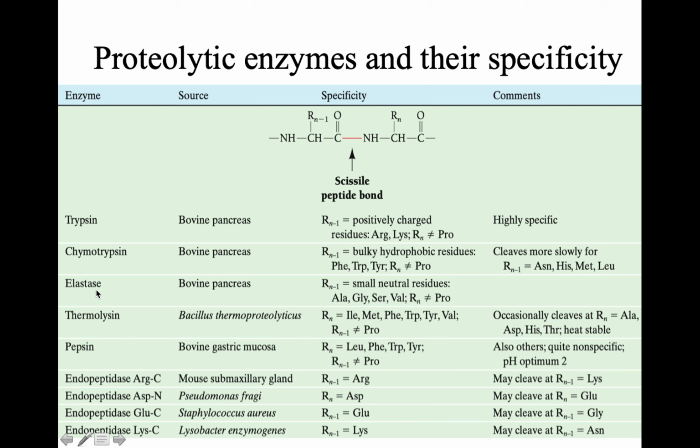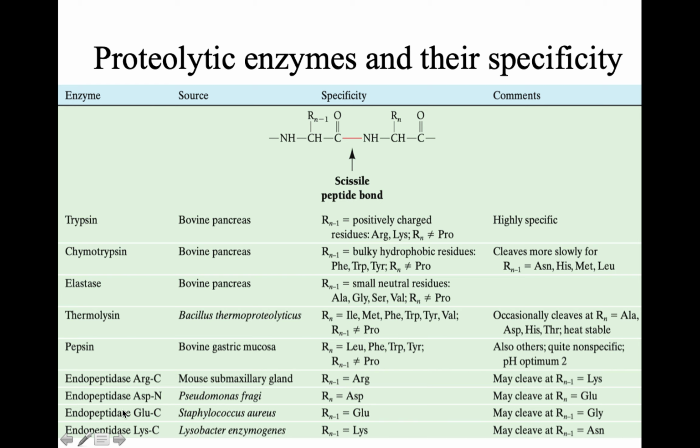Whereas elastase cleaves on the carboxyl terminal side of small neutral residues such as alanine, glycine, and serine. Thermolysin cleaves on the amino side of isoleucine, methionine, phenylalanine, tryptophan, tyrosine, and valine. Pepsin cleaves on the amino terminal side of leucine, phenylalanine, tryptophan, and tyrosine. Endopeptidase arginine C cleaves on the carboxyl side of arginine.